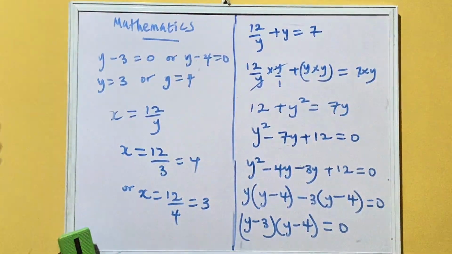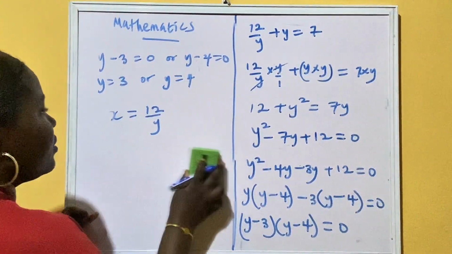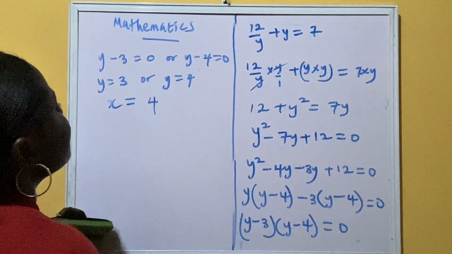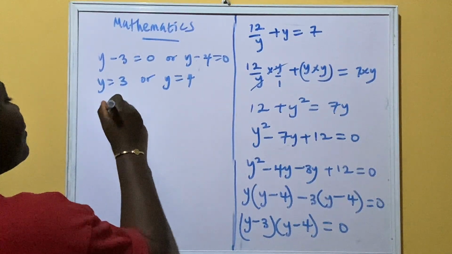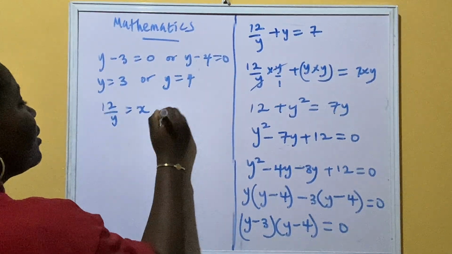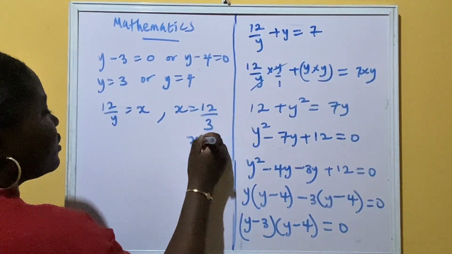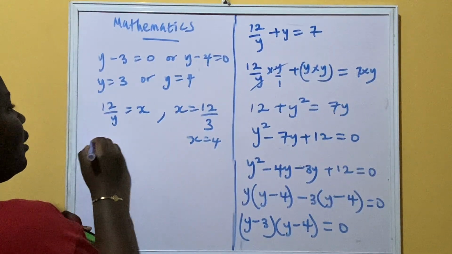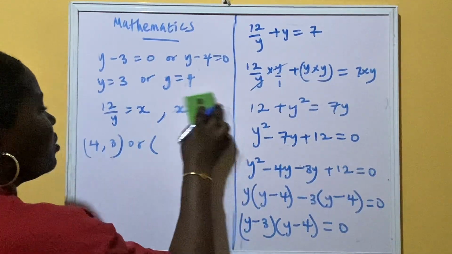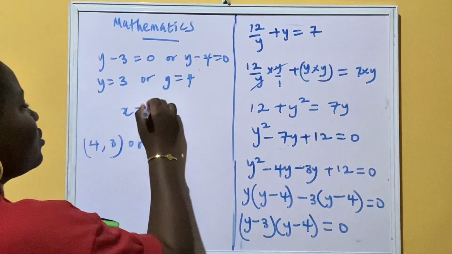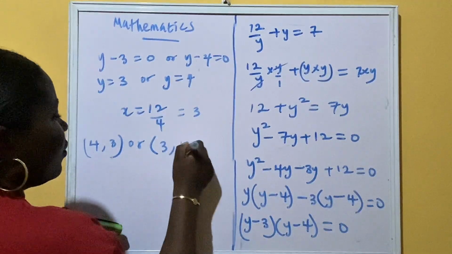Okay, so this is the value of x. We can choose any, so let's choose 4 and see what happens. 12 over y is equal to x. Now x is equal to 12 over 3, so x is 4. So you have 4 comma 3. Or if you use y equals 4, it gives us x equals 3, so 3 comma 4.